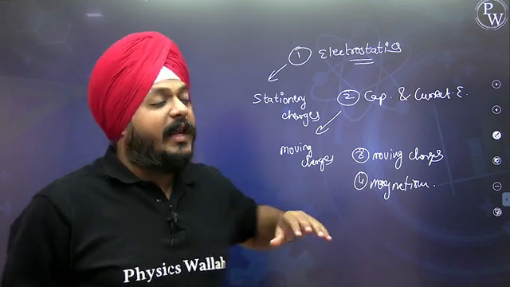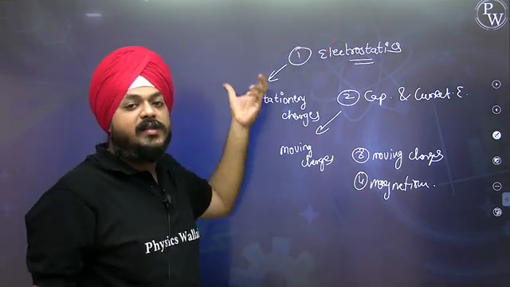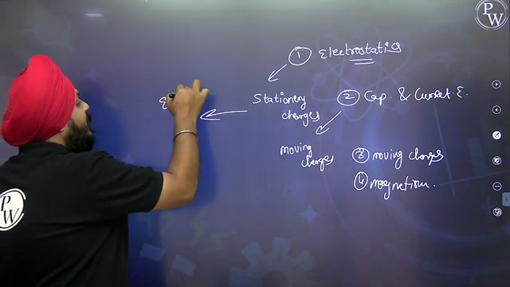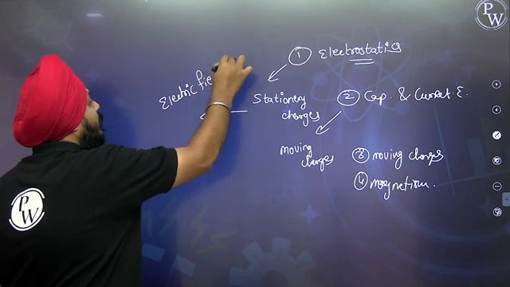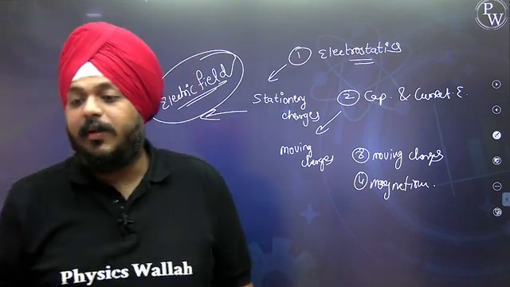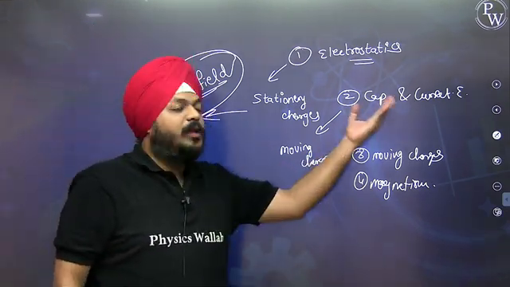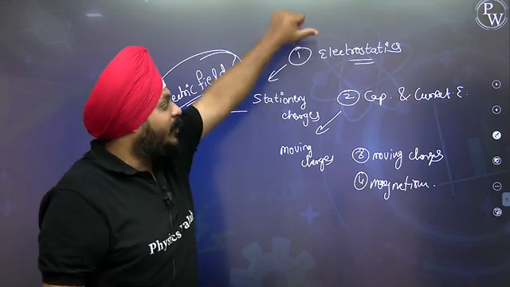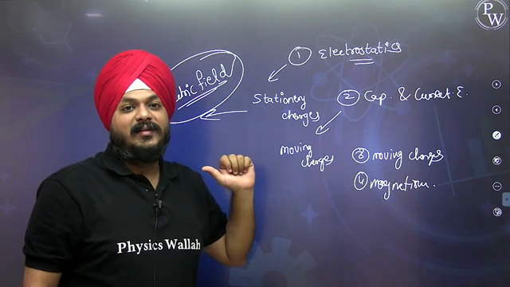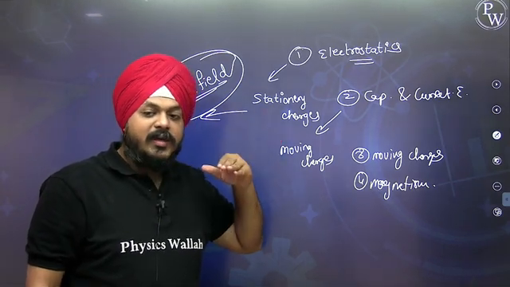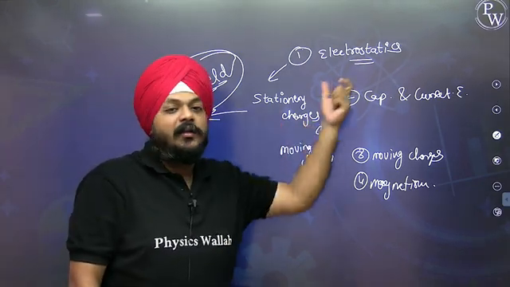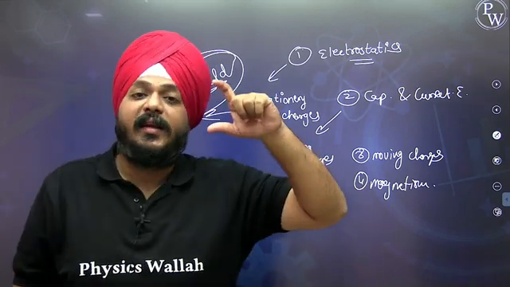Okay, now in electrostatics we studied the stationary charges. Stationary charges have the capability to produce the electric field. But what about the moving charges? In electrostatics, charges were stationary, so they were only showing the electric field. But here the question lies: if moving charges produce a magnetic field, then why didn't we learn it in capacitors and current electricity?